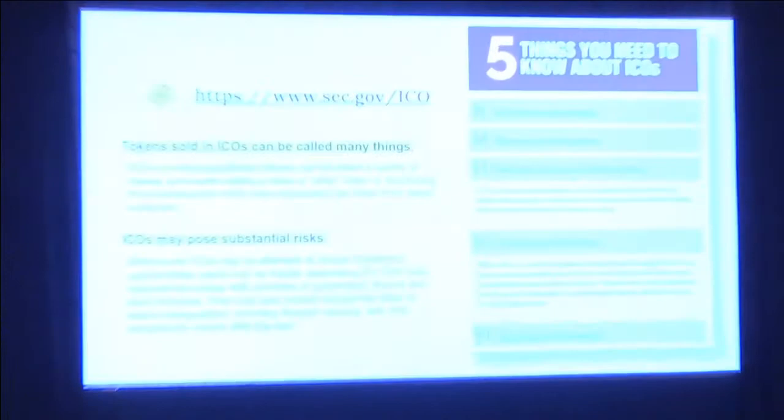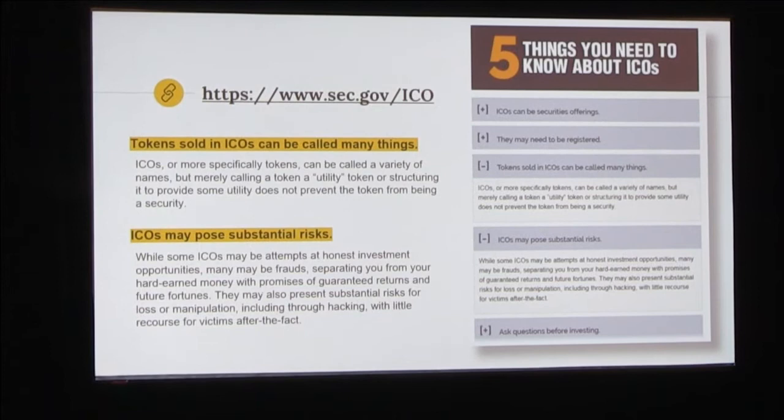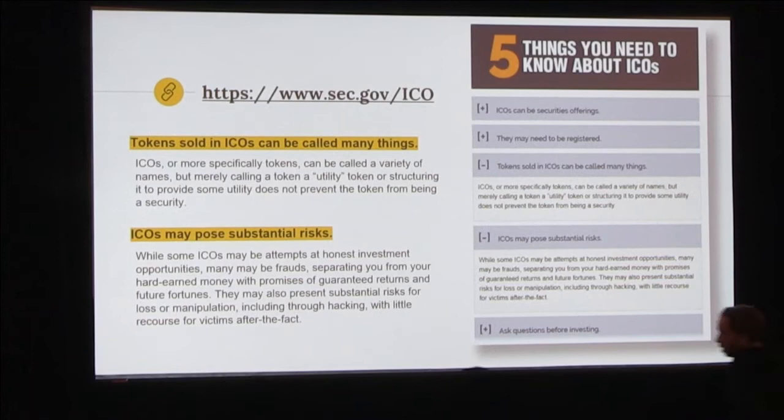Take a look at this slide next to me. It basically boils down the view of SEC on ICOs to five simple points. Number one, ICOs can be security offerings. They may need to be registered. Tokens sold in ICOs can be called many things, but merely calling a token a utility token or structuring it to provide some utility does not prevent a token from being a security.